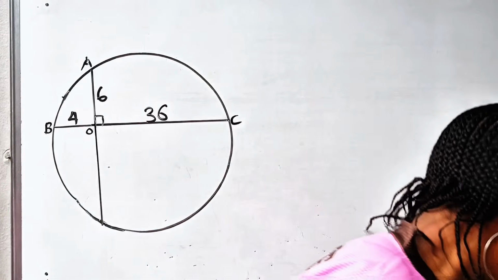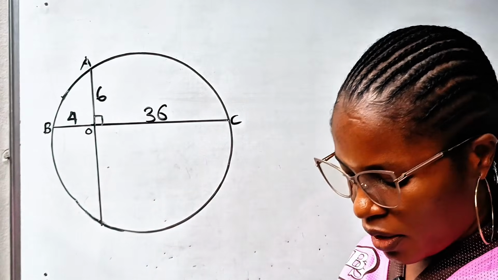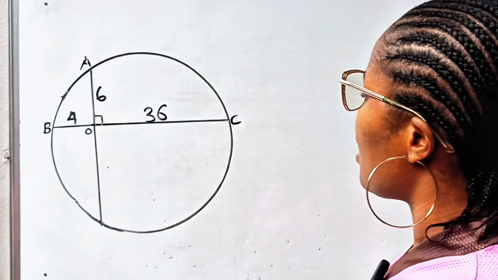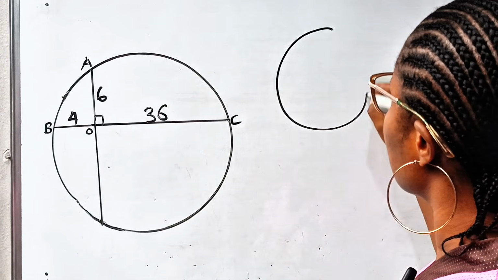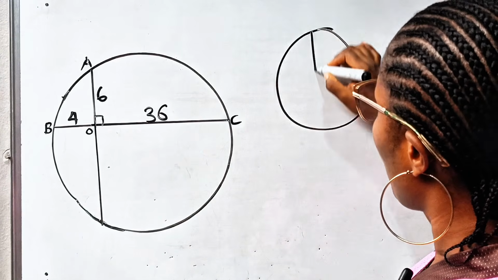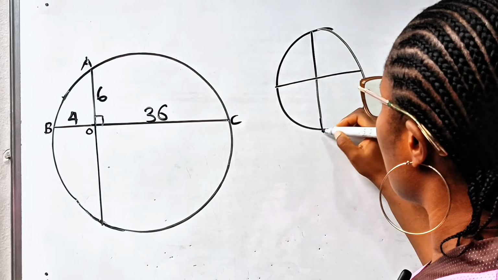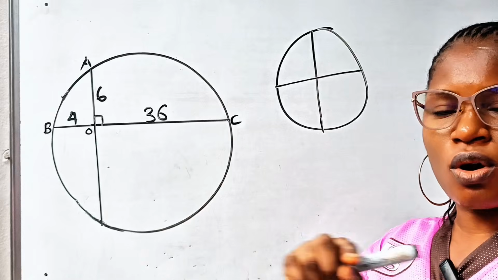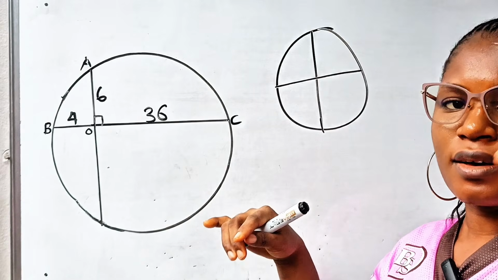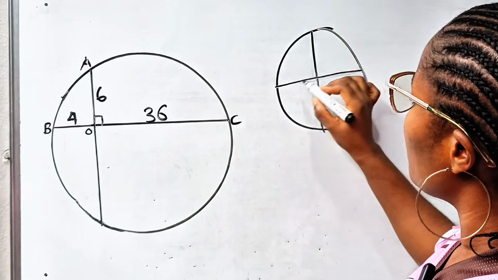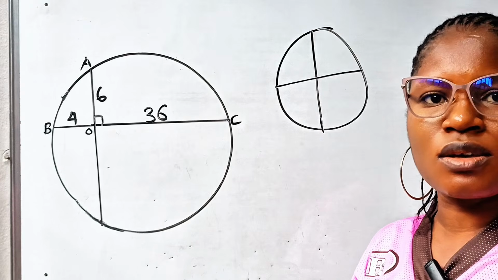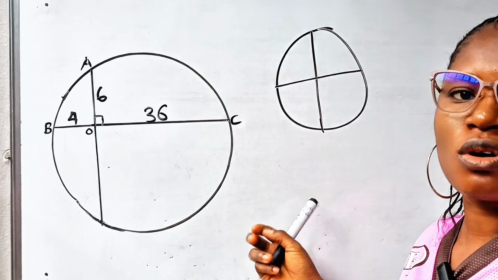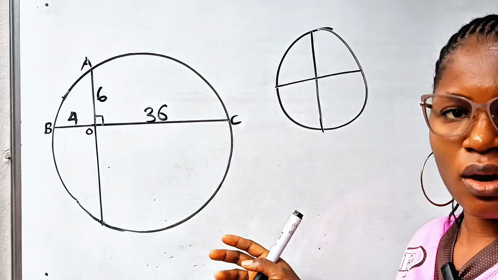Yes, that is because I want to make use of the chord theorem. Now the chord theorem states that when two chords intersect each other inside the circle, the product of the segments of the first chord is equal to the product of the segments of the other chord.